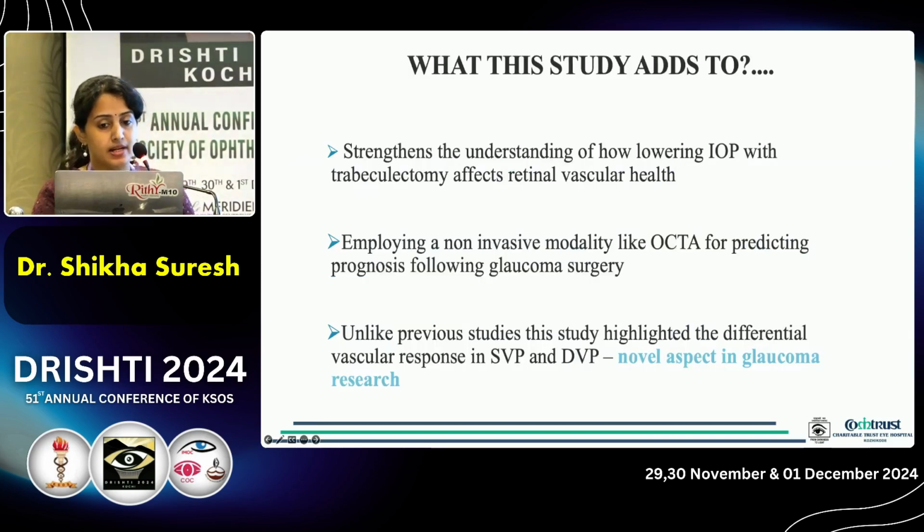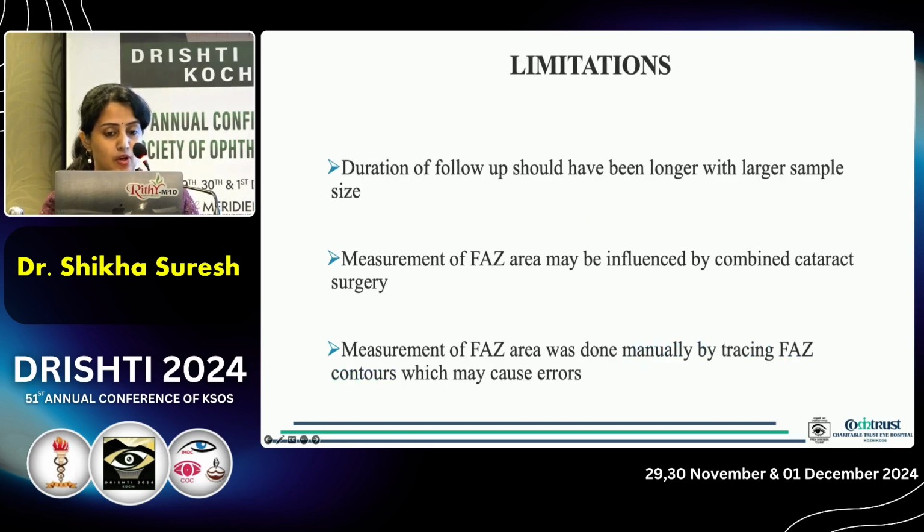So what this study adds to literature is that it strengthens the understanding of how lowering IOP with trabeculectomy affects retinal vascular health, and employing a non-invasive modality like OCTA for predicting prognosis following glaucoma surgery. Unlike previous studies, this study highlighted the differential vascular response in superficial and deep vascular plexus, which is relatively a novel aspect in glaucoma research.